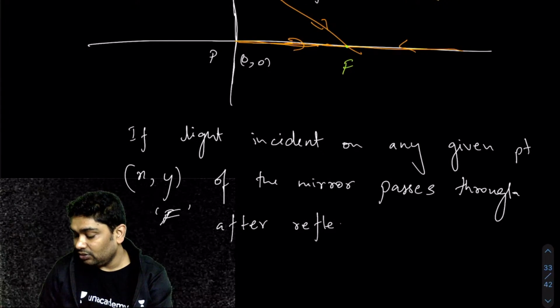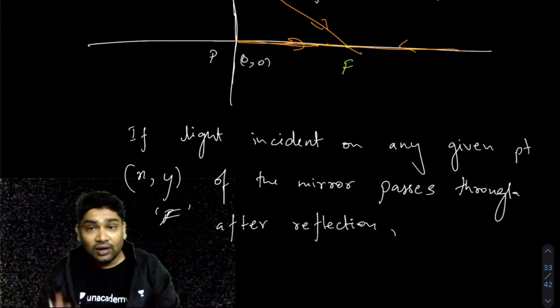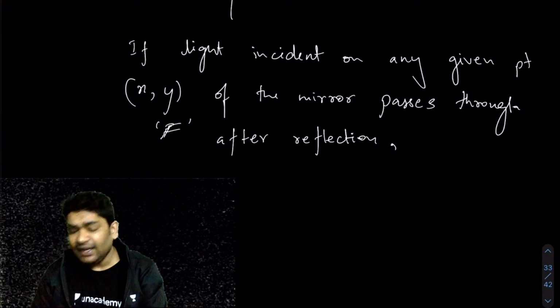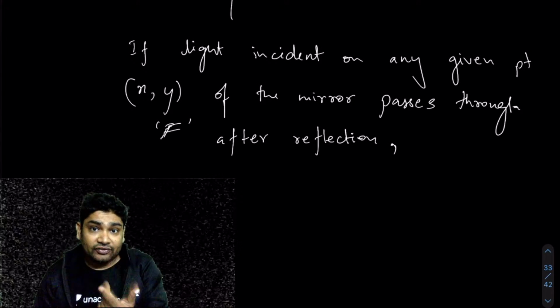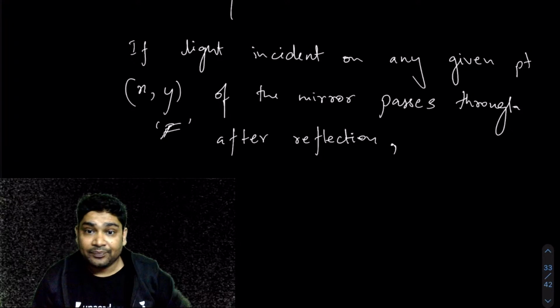Then I can conclude that all the rays after reflection will focus on F, because I'm taking any general point x, comma y. For any general point, if the ray after reflection passes through F, then all such rays will pass through F.